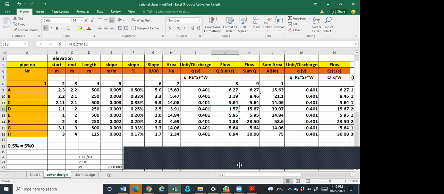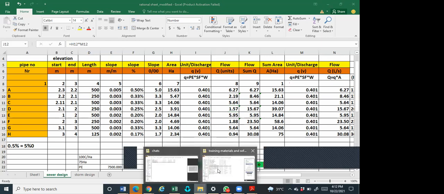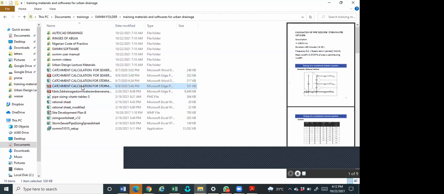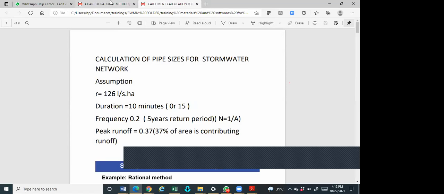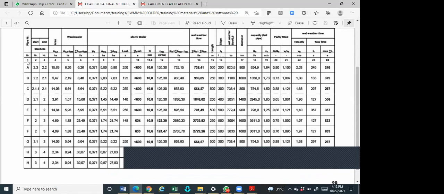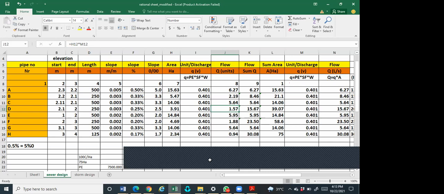Any other question? If there's no question, then we'll move to the storm. But have it in the back of our mind that what we've done now is just between column 1 to column 6. You can see this is column 6. That's where we'll stop. The next thing you now do is design your stormwater.